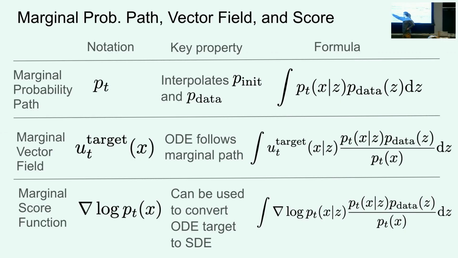We have the marginal vector field, whose ODE now follows the marginal path. And we had this formula here where we had the conditional vector field on the left-hand side, and this ratio that appears also here, which is always this kind of Bayesian idea of predicting z given x. We have the marginal score, whose defining property is that we can use it to convert the ODE to an SDE, or at least a training target. And the formula is similar to here, where we have this integral over the conditional score.